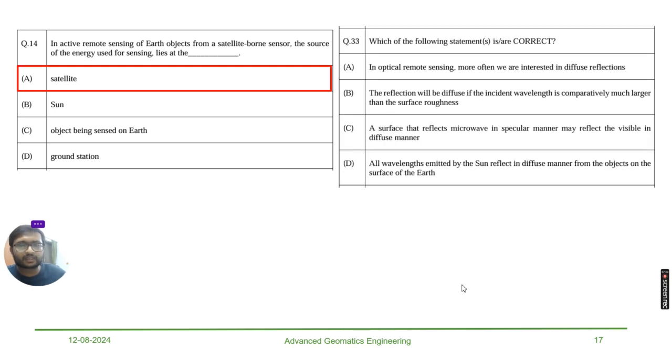So now the next question is, which of the following statements is or are correct? So how many of the statements are right over here? What we learned while discussing the electromagnetic spectrum is there are three ways through which energies can be recorded in remote sensing. The first one is reflection, the second one is scattering, and the third one is emittance. So first of all, I will just give you the brief so that it will help you in the question.